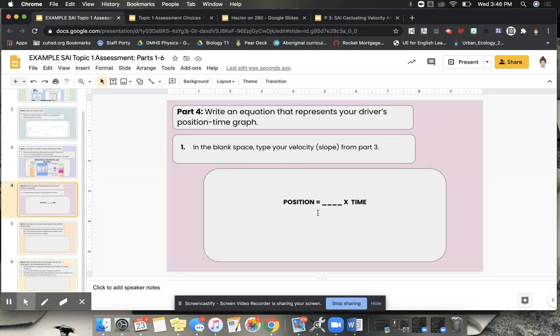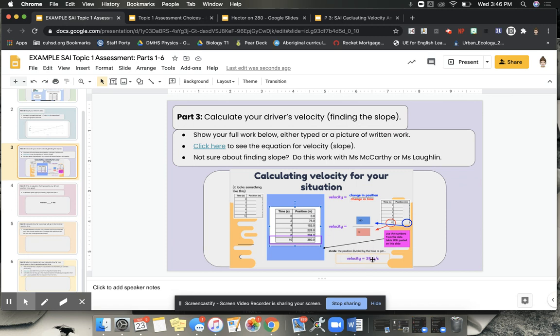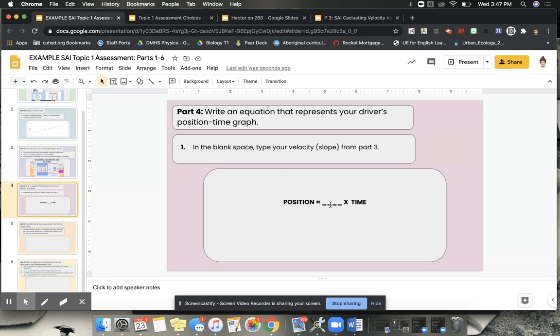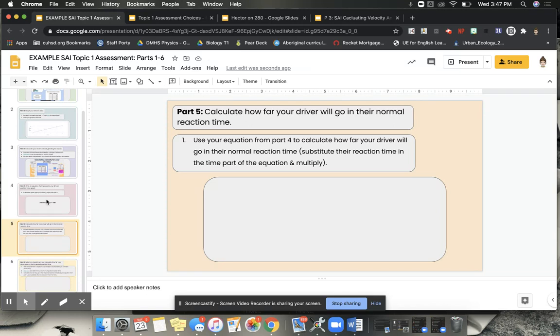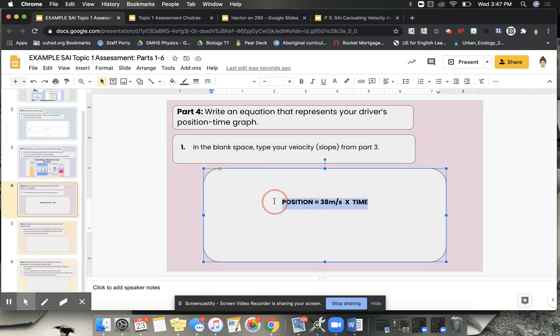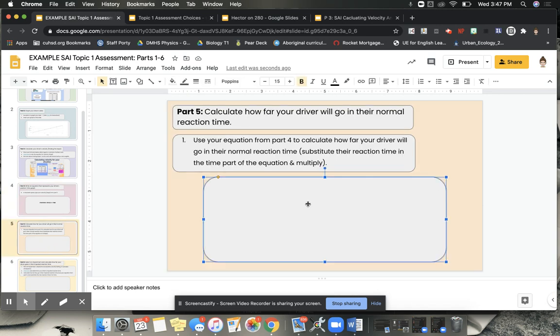So part 4 is pretty straightforward. It's going to go quickly, but it's a really important equation that we're writing here. We're looking at this equation of position equals velocity times time. So we need to put our velocity that we just calculated right into this equation. So I calculated the velocity from that last slide to be 38 meters per second. So now I have myself set up for parts 5 through 6. In fact, this is such an important equation that I'm going to copy it. I'm going to paste it right into my slide 5.